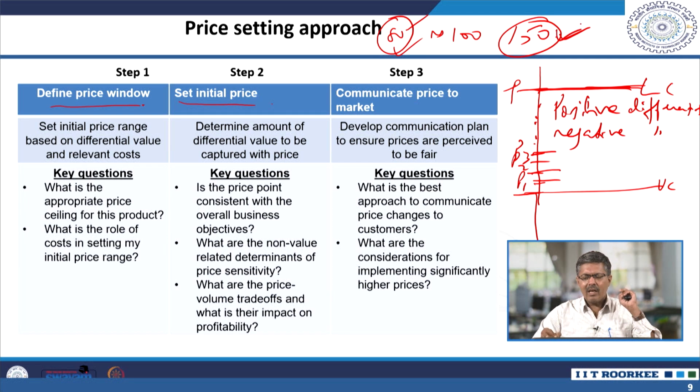Unless he tells this to the customer, communicates it to the customer, why would the customer pay? So, this communication is very important when you set a price. Develop a communication plan to ensure prices are perceived to be fair. Now, what is the question? What is the best approach to communicate price changes to customers? Companies have to think about it. And what are the considerations for implementing significantly higher prices? So, when should you go for a higher price, and how do you communicate it to your customer?